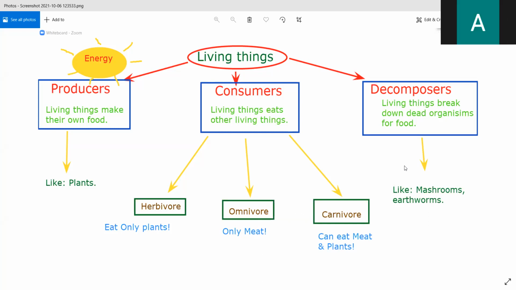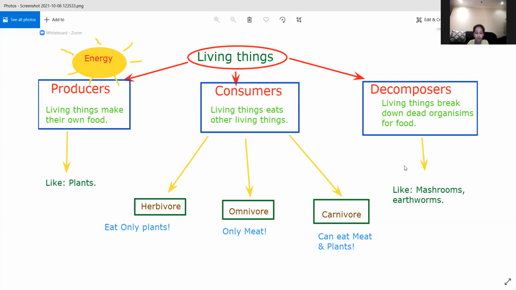What do we call living things that eat living things? I can't hear you because Maryam just talked. Living things eat other living things. Consumers. Yes, excellent.